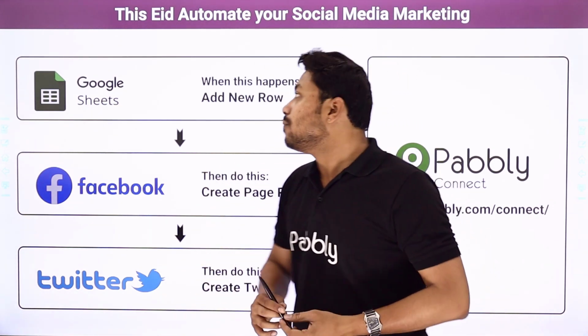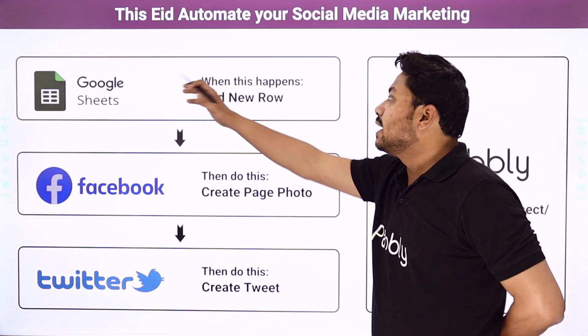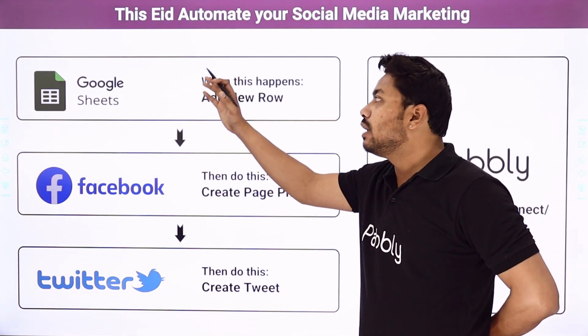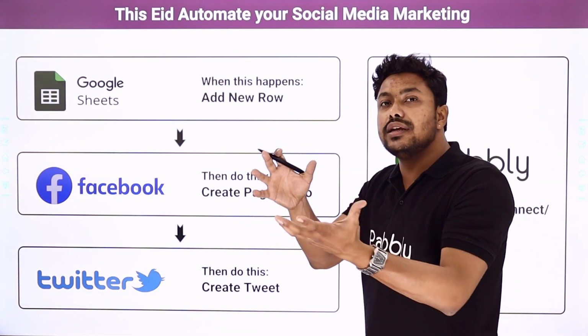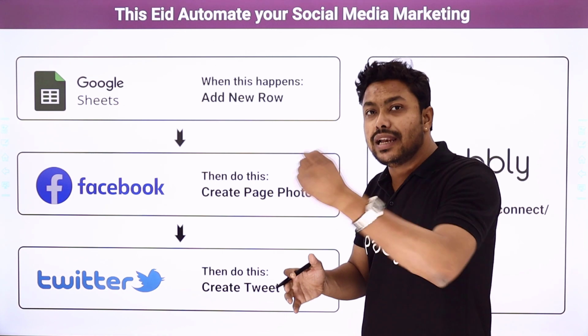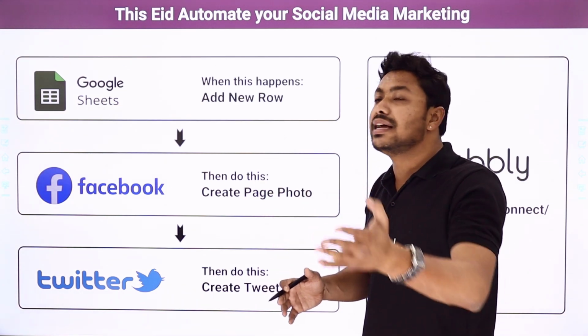So what we are going to do, first we are going to take a Google Sheets in which we are going to add a new row where we have our automation essentials, where I will be putting a link plus I will be putting a description and the title.